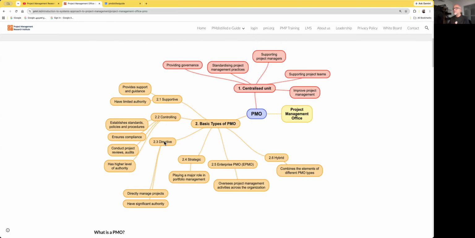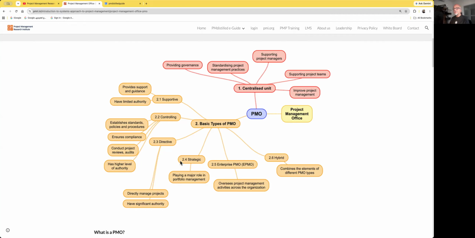Then we have directive PMO. Directive PMO means all the project managers maybe they will be reporting into the PMO. It is the PMO who allocates project managers to the project. So a directive PMO is very powerful. They directly manage the projects, have significant authority. So of all those three types, supportive, controlling, and directive, directive PMOs have maximum authority level. So these are the basic three types of PMOs.